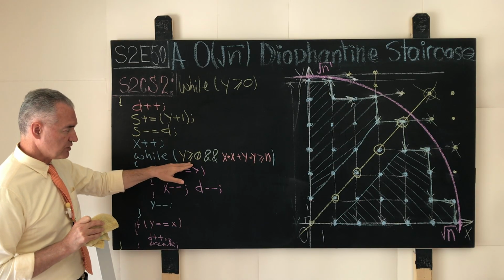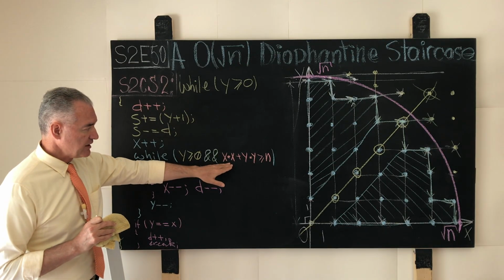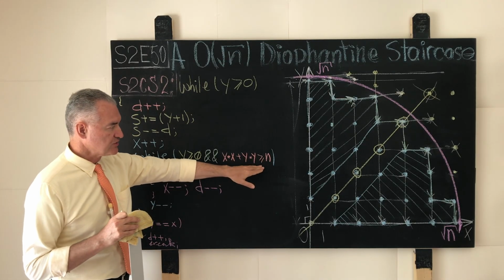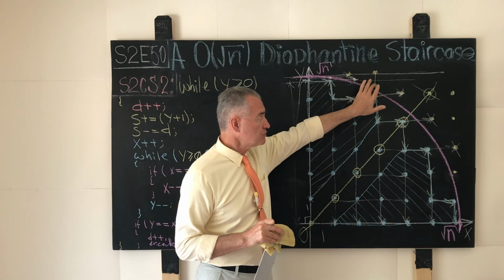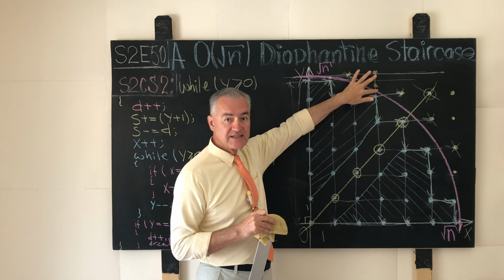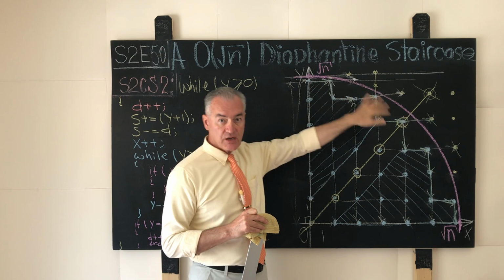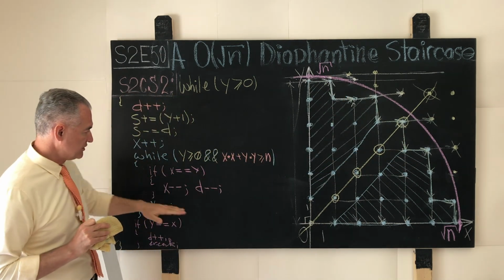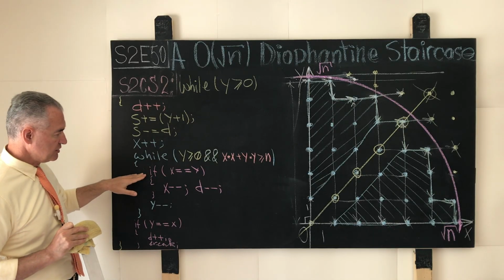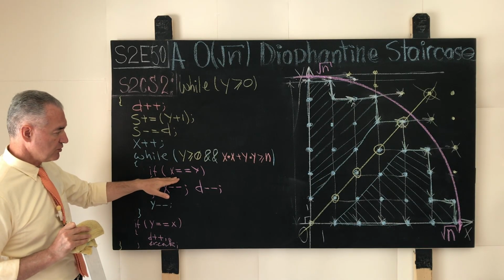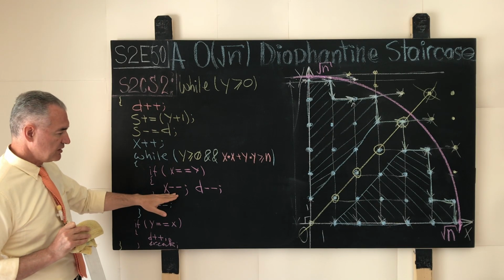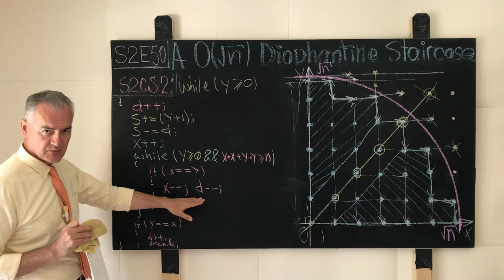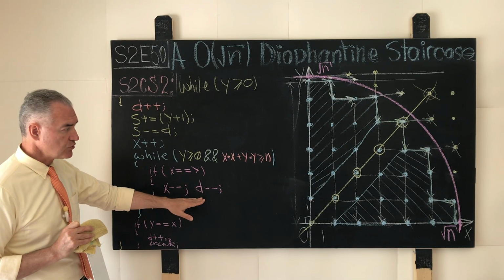Y is greater than or equal to 0, plus x times x plus y times y is greater than n. We want to still make sure that we are strictly under the arc of the origin-centered bounding circle of radius square root of n. The code is the same. The only difference here is that if we detect that we sit on the diagonal, we balance things out. We subtract 1 from x, we subtract 1 from d.